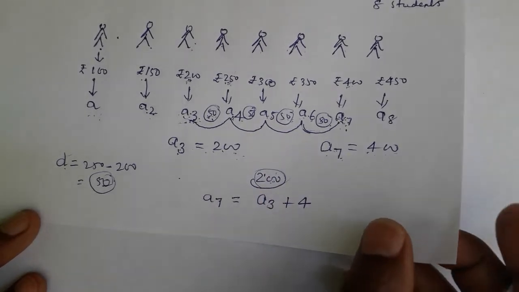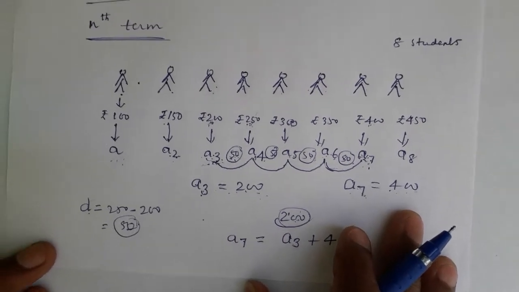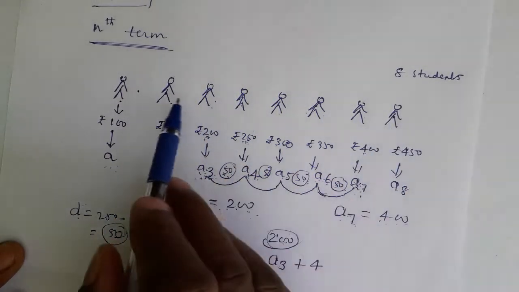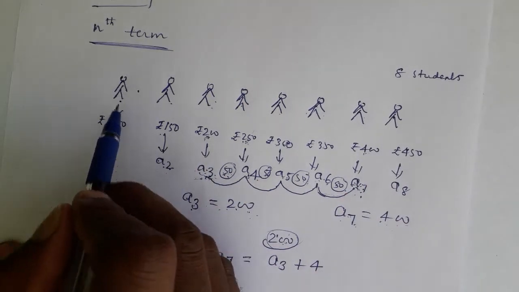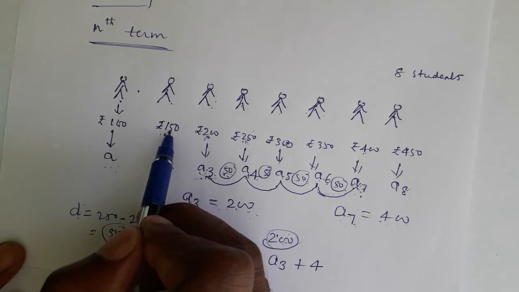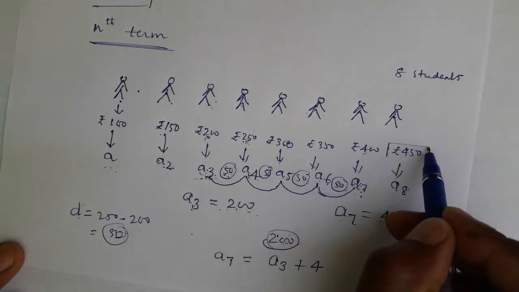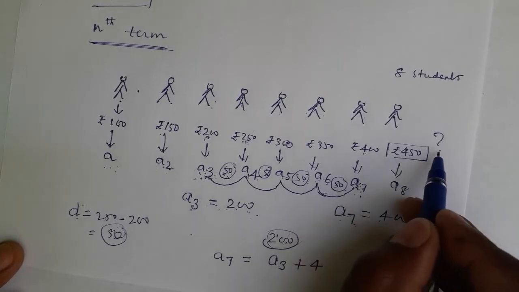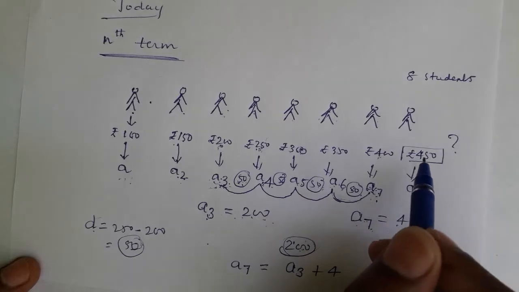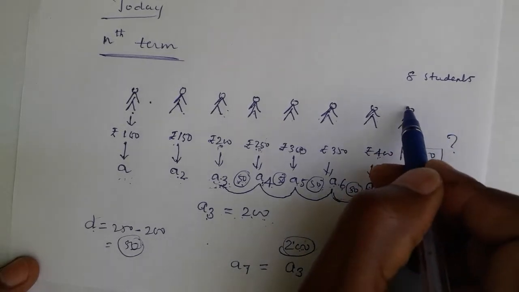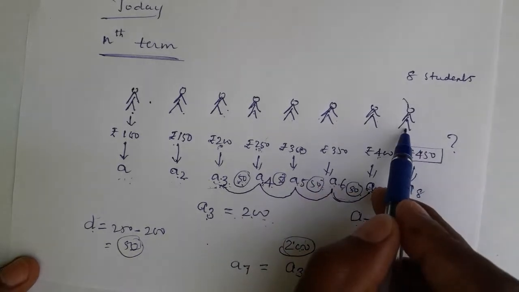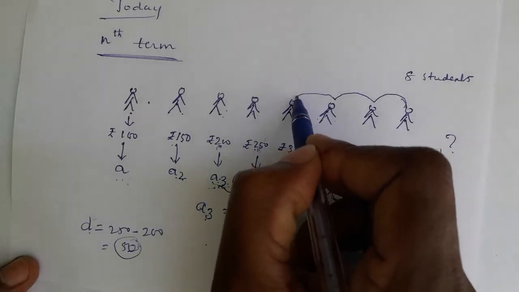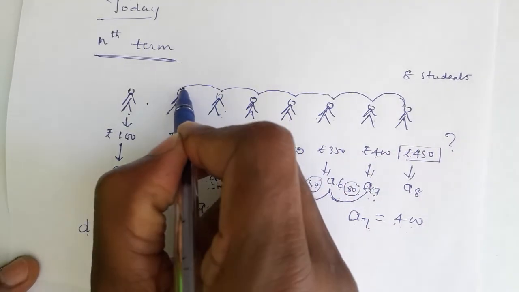The same idea we use here to check how to get the nth term. Nth term, how to get? Look at here, who are standing in a row? Totally 8 students are standing in a row. Suppose the first person's answer is 100, known, the second person's answer is 150, known. Suppose this 8th standing person's answer is unknown. For example, we know it is 450, but let us assume this 450 is unknown. So how to find this, the 8th person's value? What does he do? He goes to the first person like this: 2 jumps, 3 jumps, 4 jumps, 5 jumps, 6 jumps and 7 jumps.